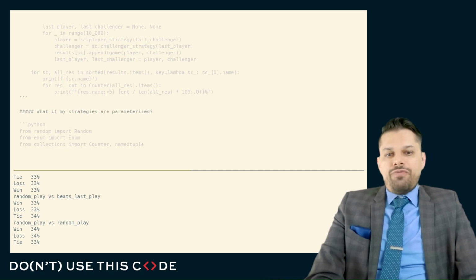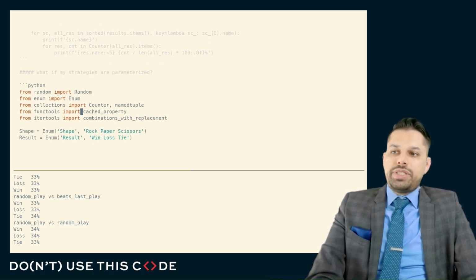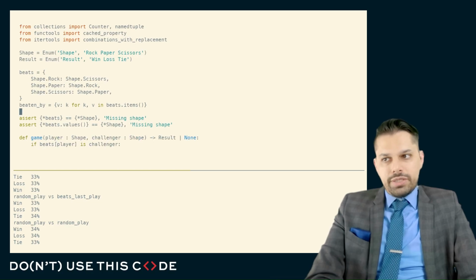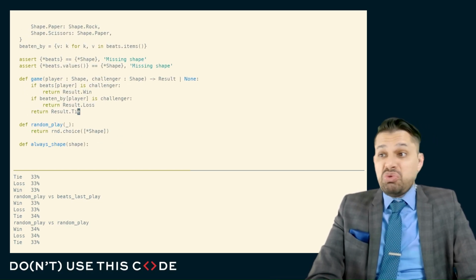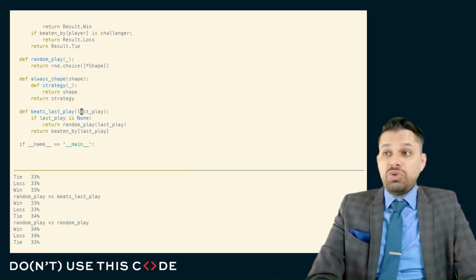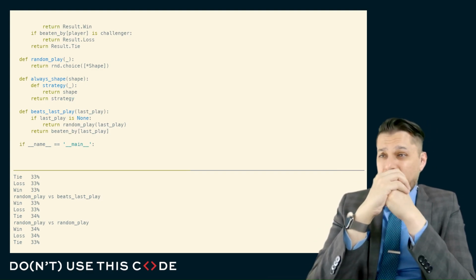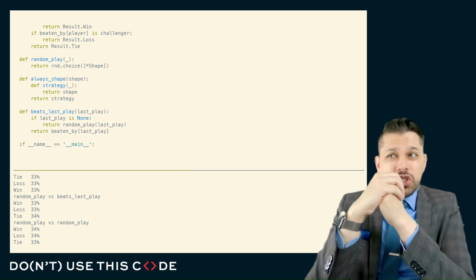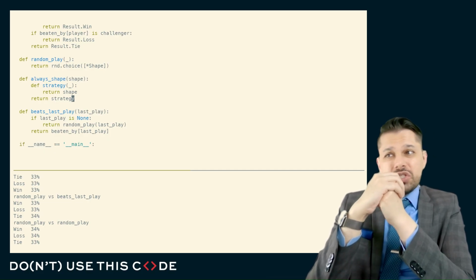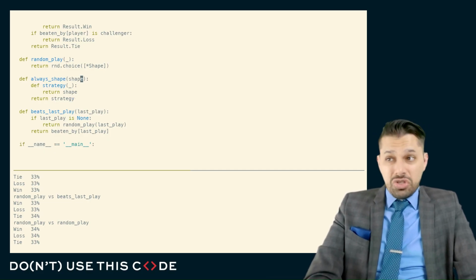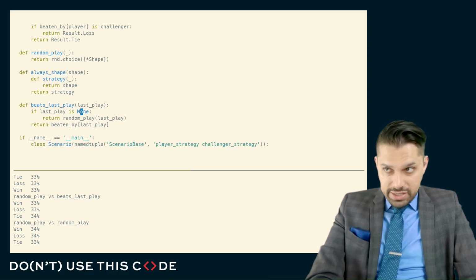What happens if we have more sophisticated strategies? For example, strategies that are parameterized. Well, why do you only like rock? Why can't you also like scissors or paper? So why can't it be that instead of there being an always rock, there's an always shape that's parameterized on what the shape is? Here you can see I have a function that dynamically defines a function.